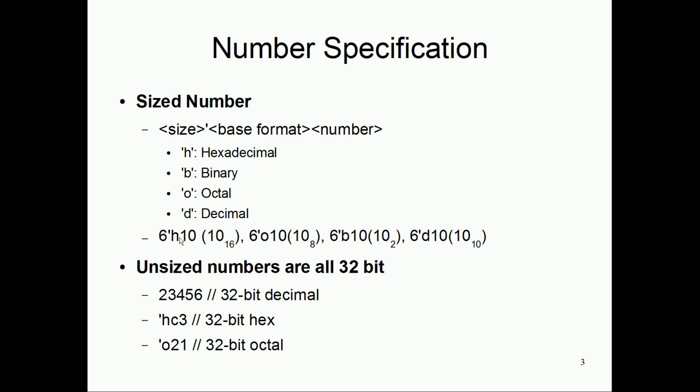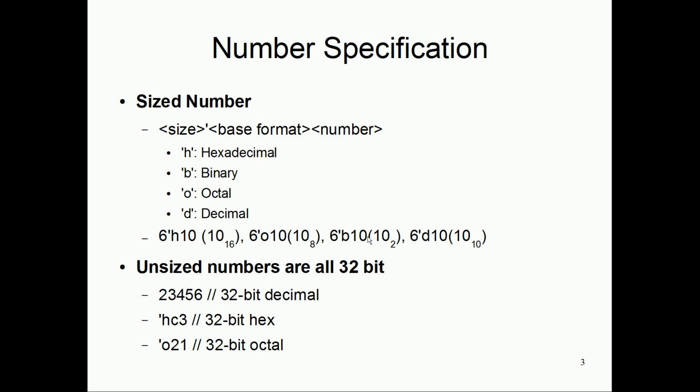So for example, 6 tick h10 means my number is a 6-bit number in hexadecimal format, 10 base 16. By default the Verilog simulator assumes a 32-bit number, but we can specify precisely how many bits the number needs to have, depending on our bus and address size and so on.